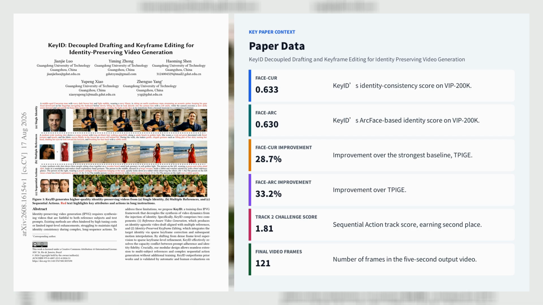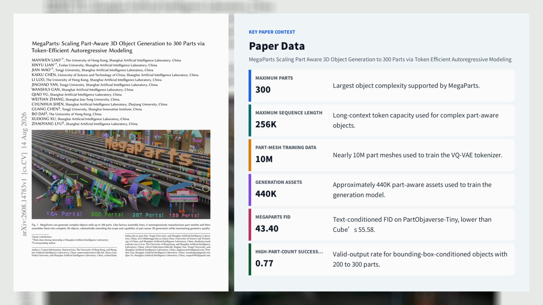For sequential actions, the system produces an 81-frame draft and a 121-frame final video, and earns a challenge score of 1.81 for second place in track 2, demonstrating that sparse identity correction can preserve facial fidelity without sacrificing prompt adherence or complex temporal actions. Let's explore the third paper, MegaParts: Scaling Part-Aware 3D Object Generation to 300 Parts via Token-Efficient Autoregressive Modeling.